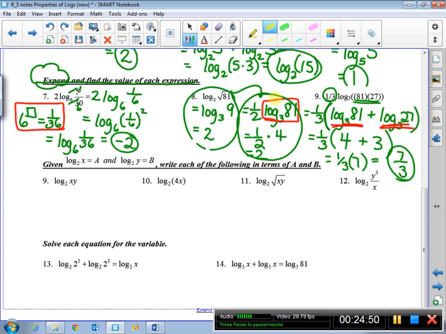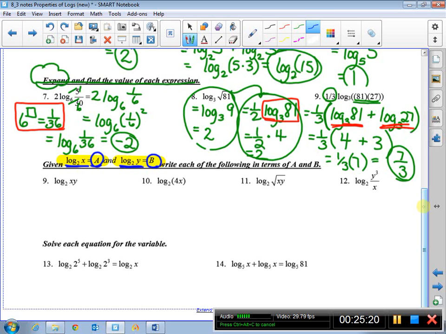These are some of the favorites of a Regents exam. Given log base 2 of x is A, and log base 2 of y is B, write each of these in terms of A and B. We're going to let that be our last step. We'll substitute in when we're ready. We'll put an A anywhere we have log base 2 of x, and we'll substitute in just B anywhere we have log base 2 of y.